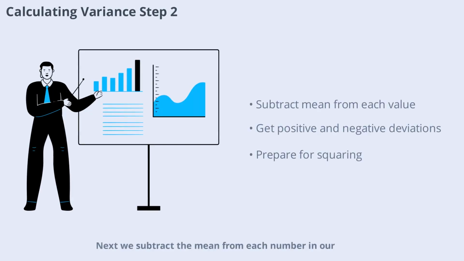Next, we subtract the mean from each number in our data set to find the deviation for each value. For our example, the deviations are -4, -2, 0, 2, and 4. These numbers show how far each value is from the mean, but if we simply added them up, they would cancel each other out. That's why we need the next step, squaring each deviation.